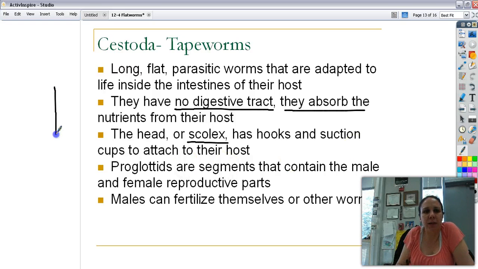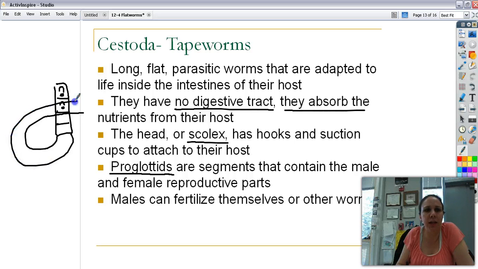Their body is divided into little sections or segments called proglottids. Proglottids are segments that contain both male and female parts inside, and each of those are able to reproduce with each other. Ew! So the males can fertilize themselves, the same worm, or they can fertilize another worm. So kind of creepy when this little guy just kind of folds over on itself like this. Line up the proglottids and you get to have sex with yourself.